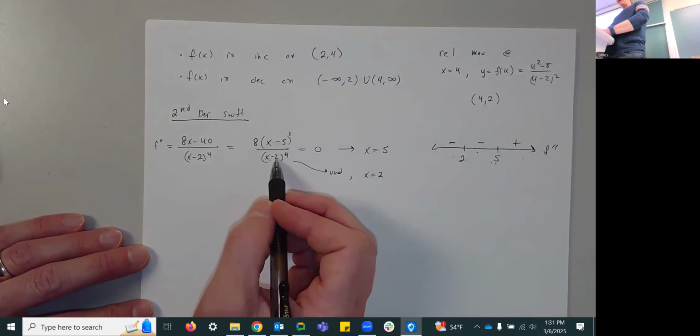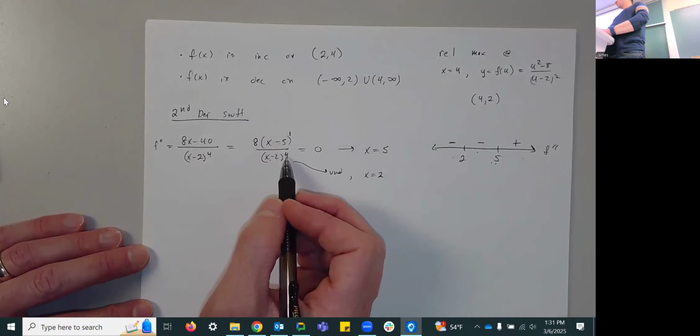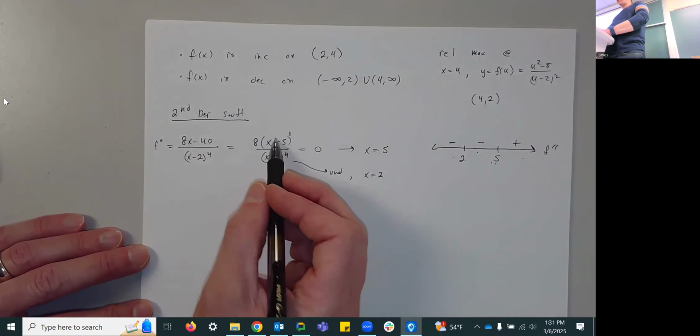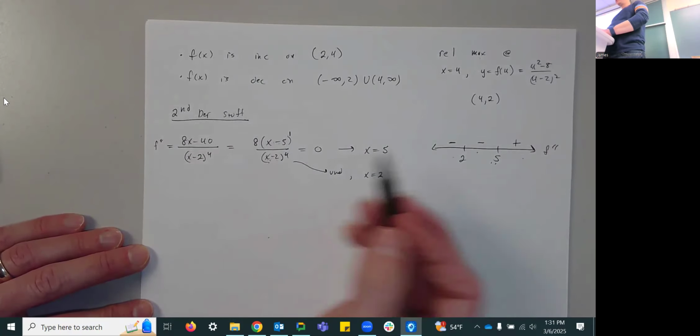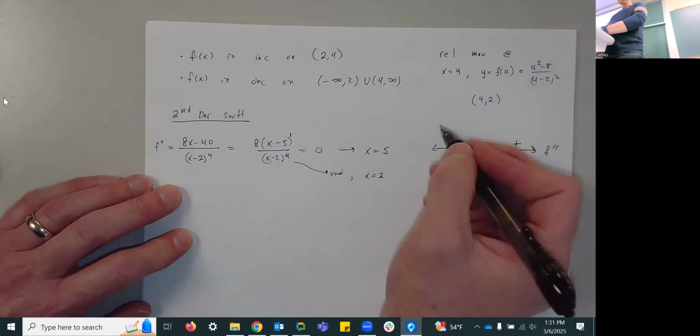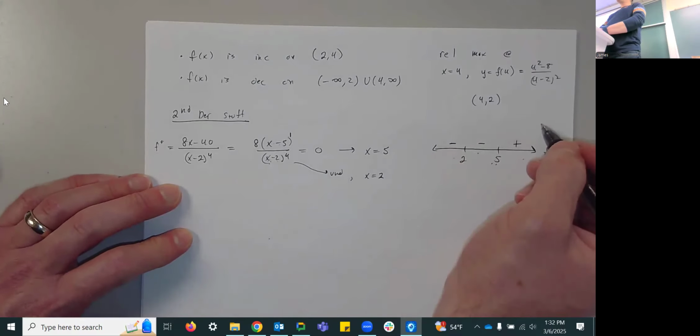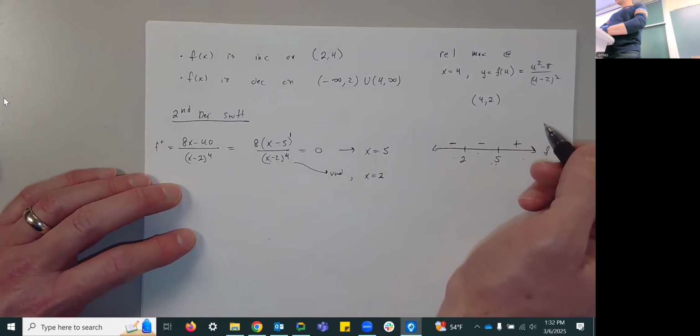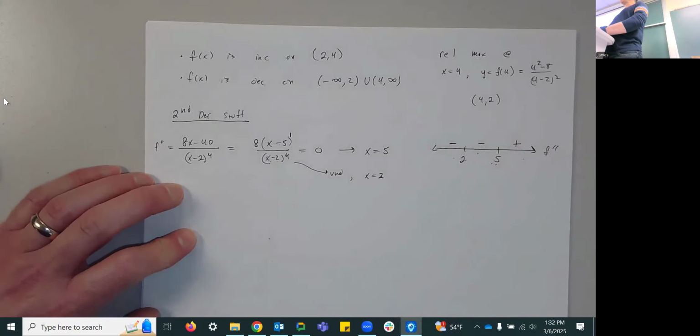0 minus 2 is negative, but it's to the fourth power, so it turns positive. And a negative divided by a positive is negative. So don't make the mistake I sometimes make when I'm like, okay, decreasing, decreasing, increasing. That's for the first derivative. This is for the second derivative. Second derivative tells us about concavity.